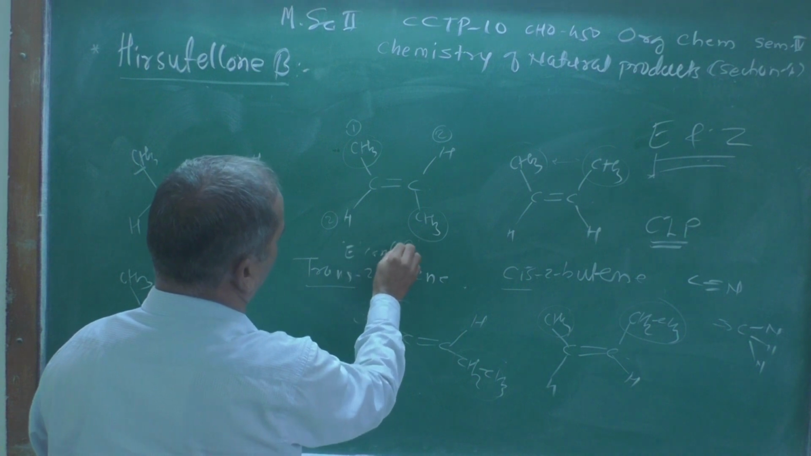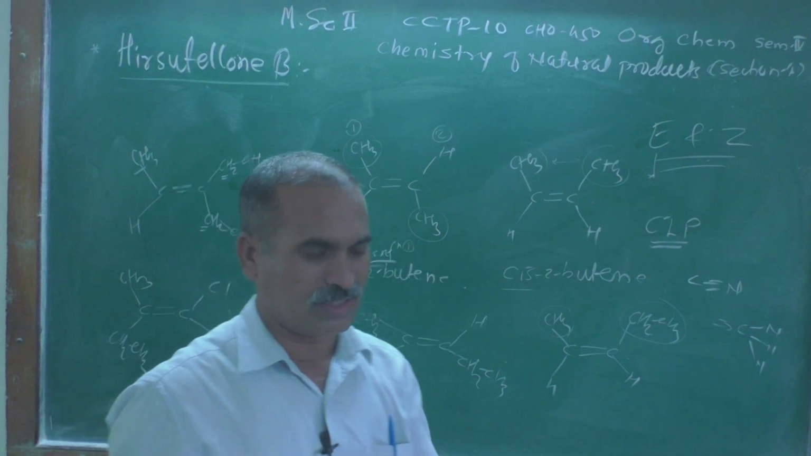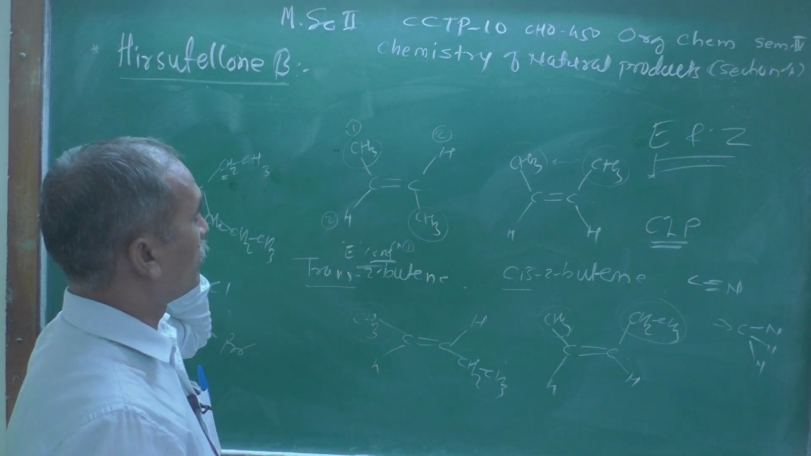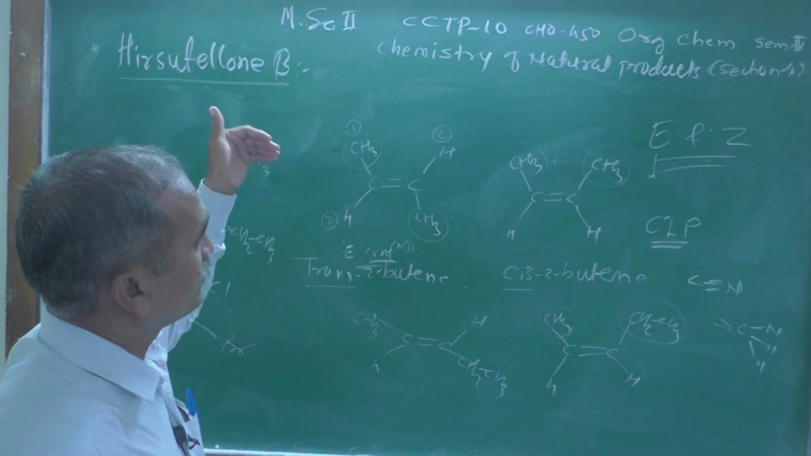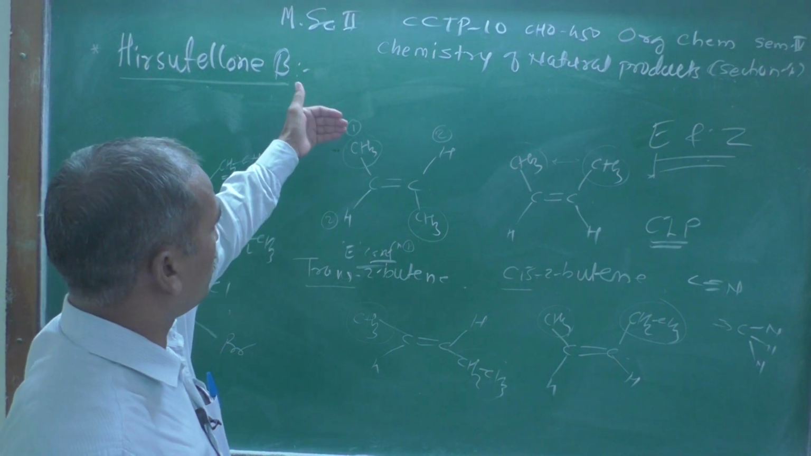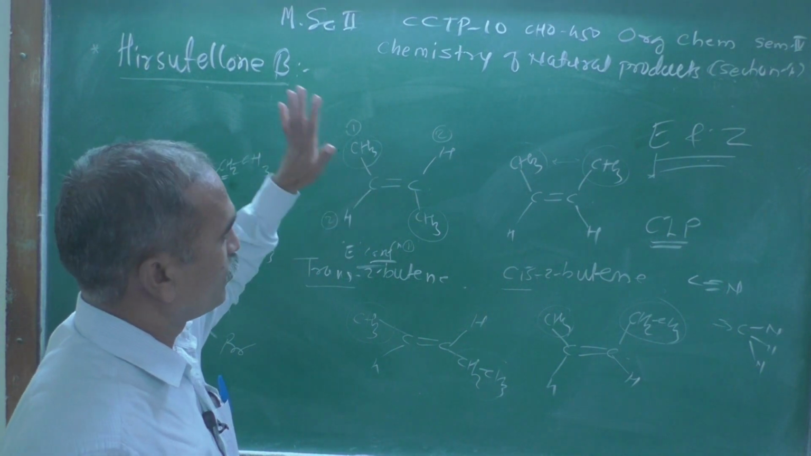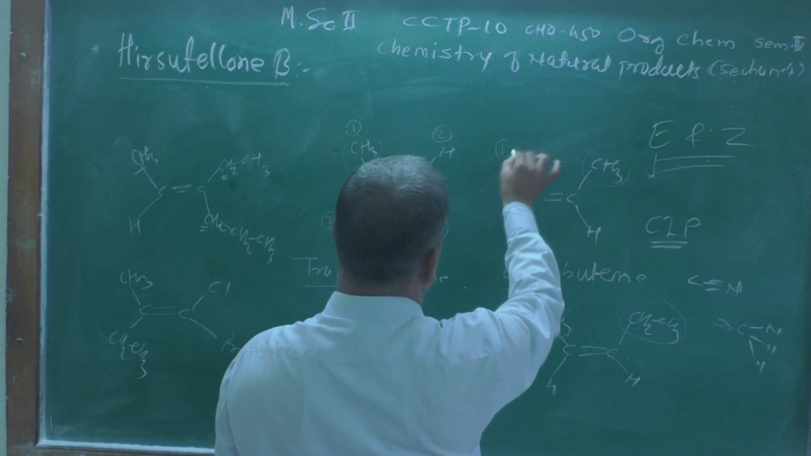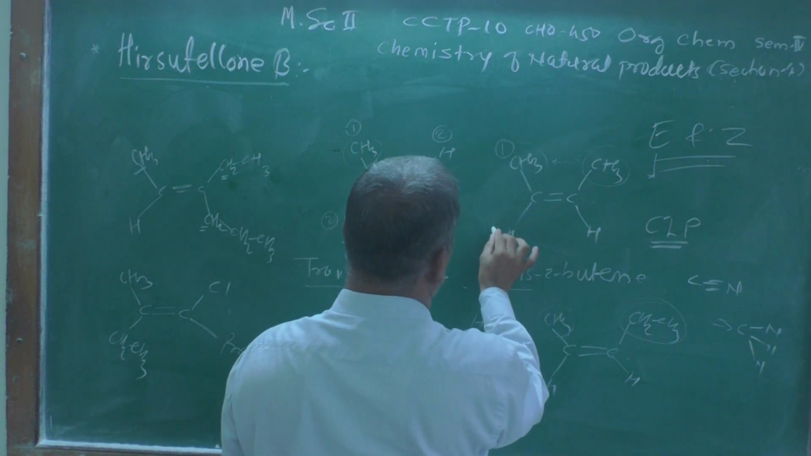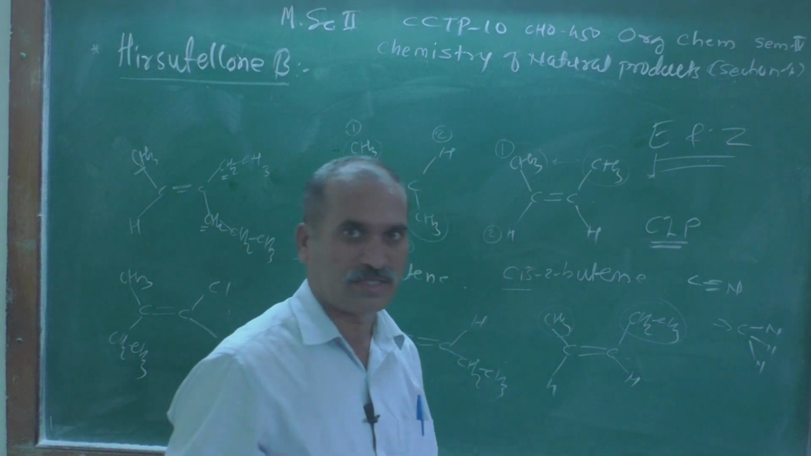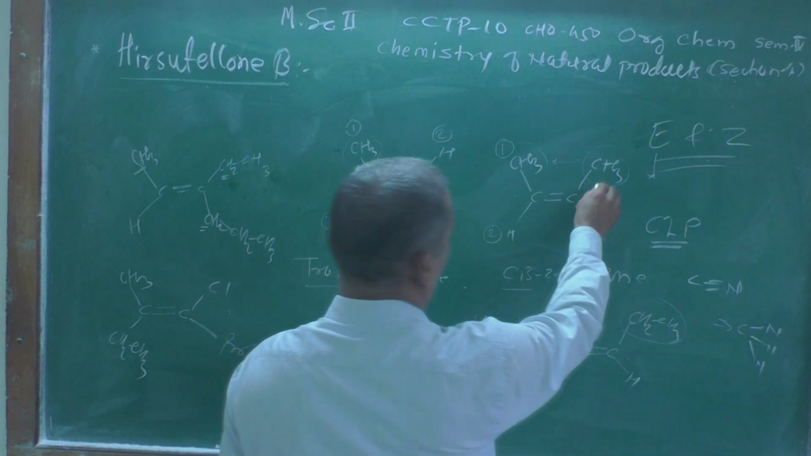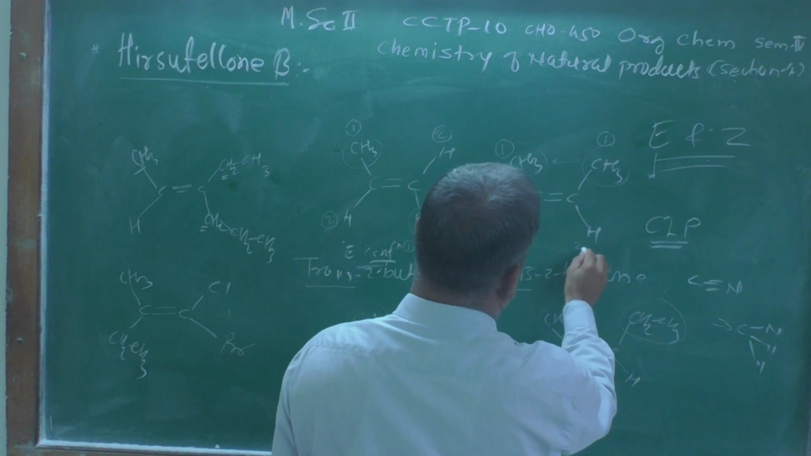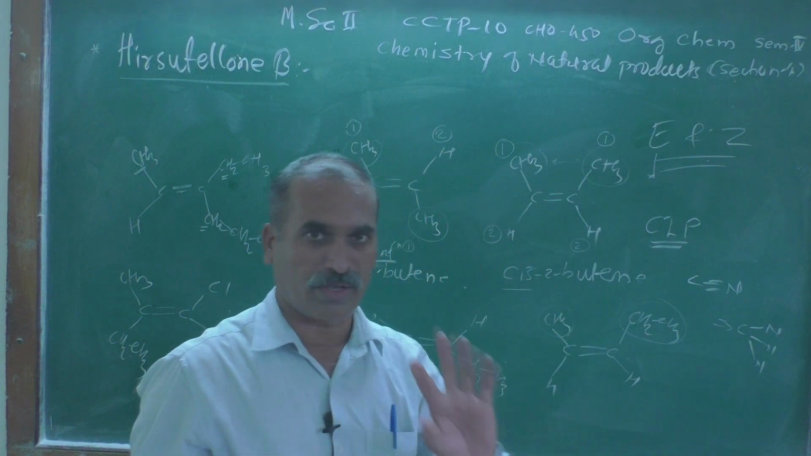So simple it is to recognize whether it is an E configuration or Z configuration. Only give the numbering, just assign the priority numbers 1 and 2 and see what they are. If you see over here, the methyl group is bigger, so it will get the first priority number, and hydrogen should get the second priority number. Here it will get the first priority number, hydrogen should get the second priority number.